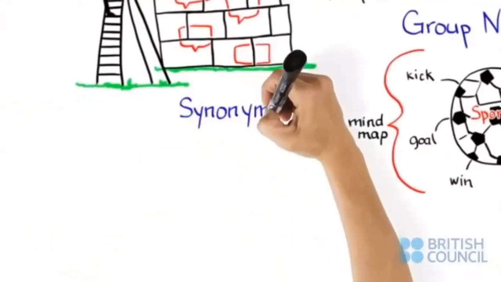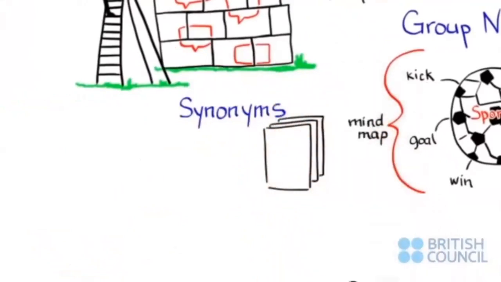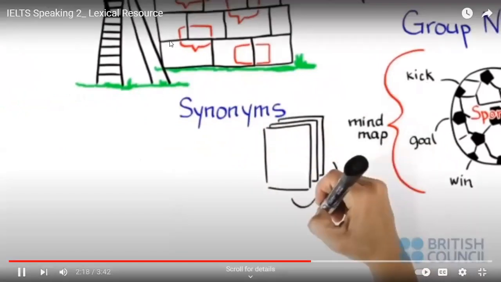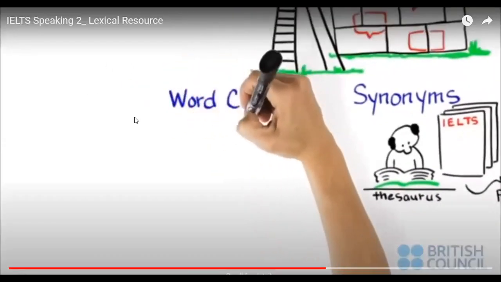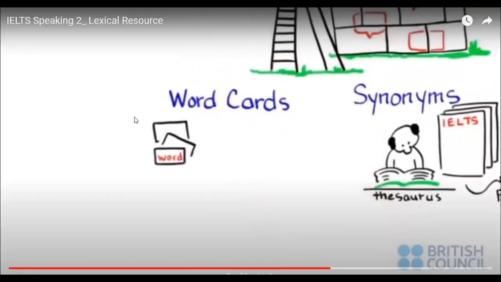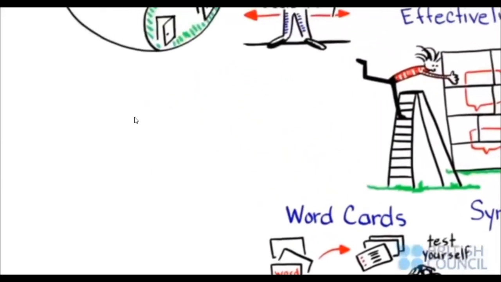Learn more synonyms. These are words or expressions with the same meaning. Knowledge of synonyms will help with all parts of the IELTS test. Try using a thesaurus. Make small word cards with the word written on one side of the card and the translation and an example sentence on the other side. You can then test yourself.